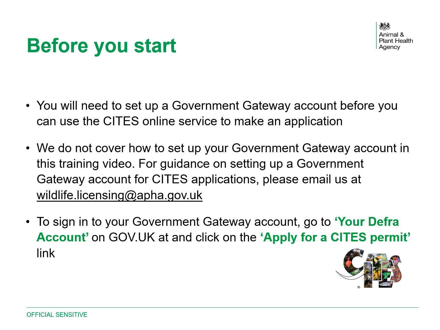Before you start, you will need to set up a Government Gateway account if you don't already have one before you can use the CITES online service to make an application. We do not cover how to set up your Government Gateway account in this training video. For guidance on setting up a Government Gateway account for CITES applications, please email the CITES team at wildlife.licensing@apha.gov.uk. To set up or sign into your Government Gateway account, go to your DEFRA account on gov.uk and click on the Apply for a CITES Permit link.